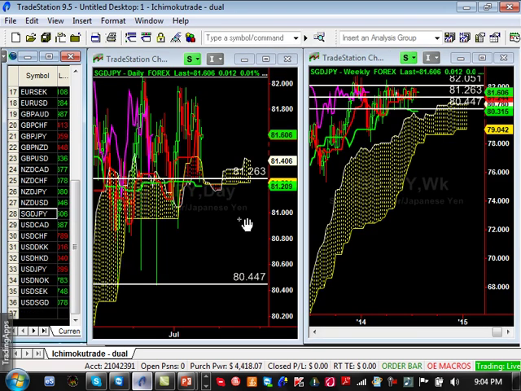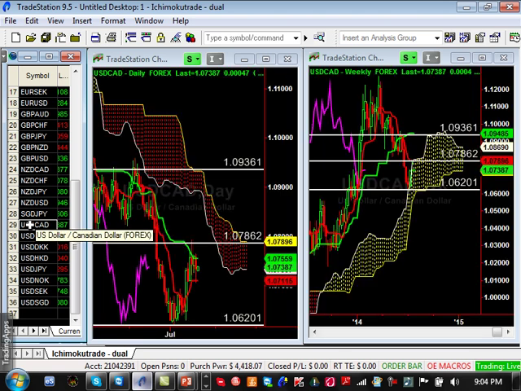Pound yen, sorry, New Zealand yen, bullish trending, consolidating right now between 80.44 and 82.05, so nothing really exciting going on there.